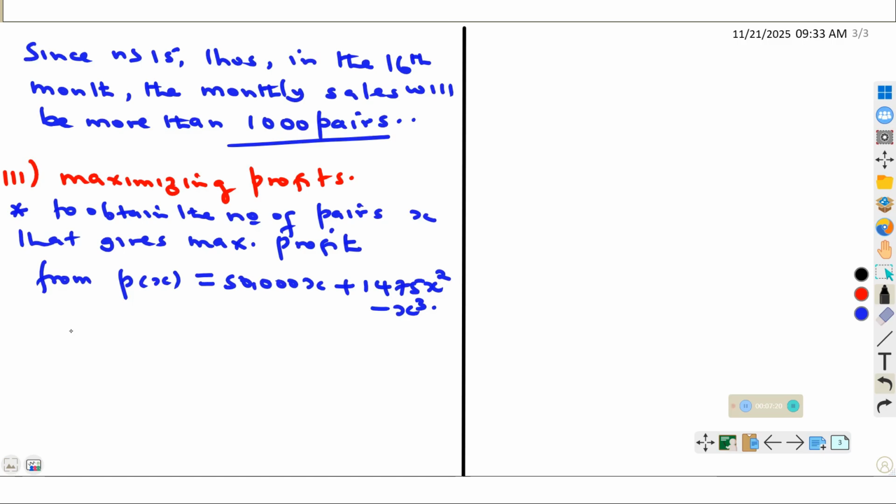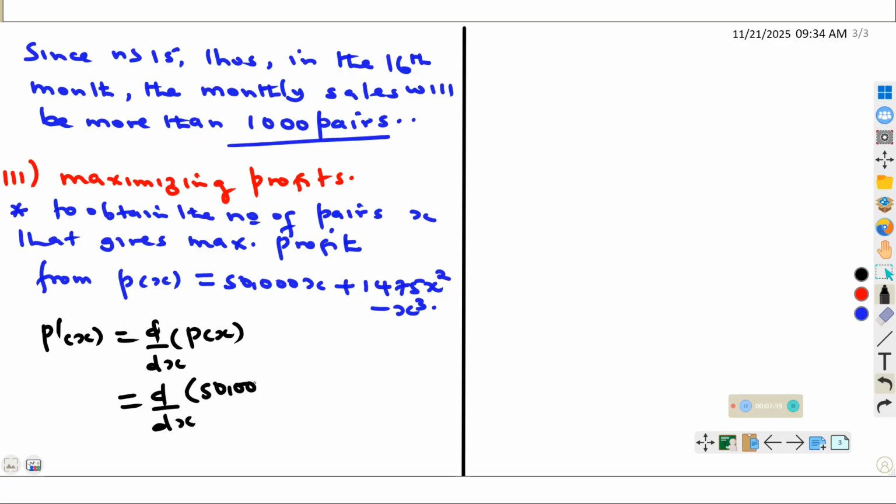So we shall differentiate this function, that is P dash of x, which is the same as differentiating P of x with respect to x. So you want to differentiate with respect to x this function, 50,000 x plus 1475 x squared minus x to power 3. You differentiate this and equate it to 0, because we shall obtain the maximum profit when the derivative P dash of x is equal to 0.